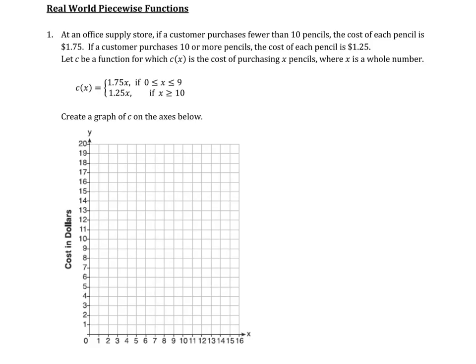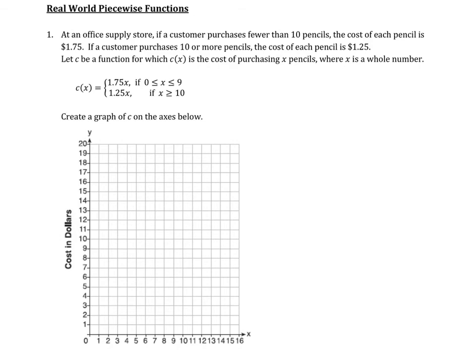Okay, at an office supply store, if a customer purchases fewer than 10 pencils, the cost of each pencil is $1.75. If a customer purchases 10 or more pencils, the cost of each pencil is $1.25. Let C be a function for which C of x is the cost of purchasing x pencils, where x is a whole number. Okay, so C of x is equal to $1.75x if x is between 0 and 9.